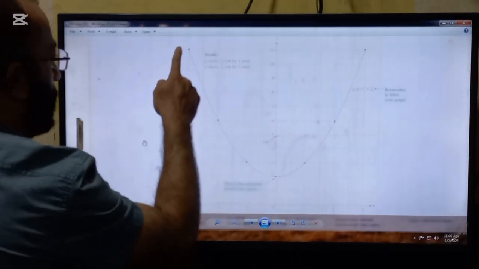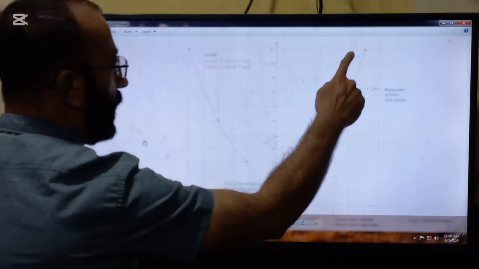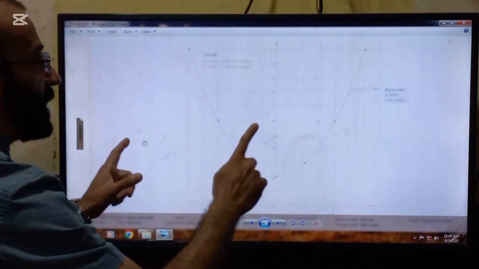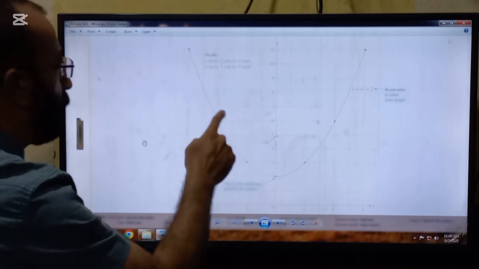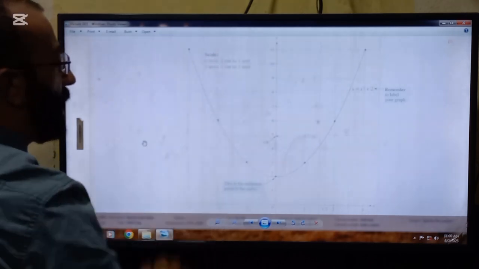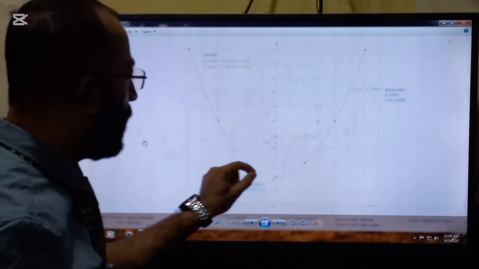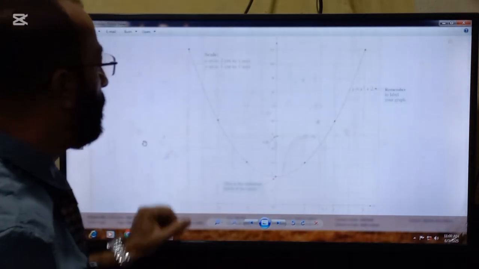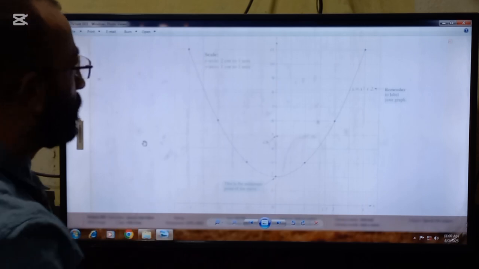So these are the points which I have plotted on the graph paper. This is the third step. First step was make the table of the values. Second important step was choose a suitable scale. Third step is plot the values on the graph paper. And the last important step is the next one.